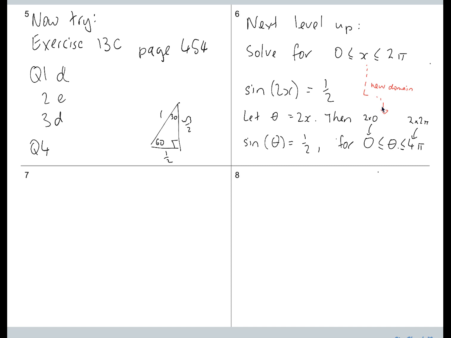Yeah, and the good news is after that, the rest of it is actually just solving it like you've done before, but usually for a bigger or smaller domain. So we know that for sine of theta equals 1/2, what would theta hat be? I've even drawn a little diagram for you, haven't I?